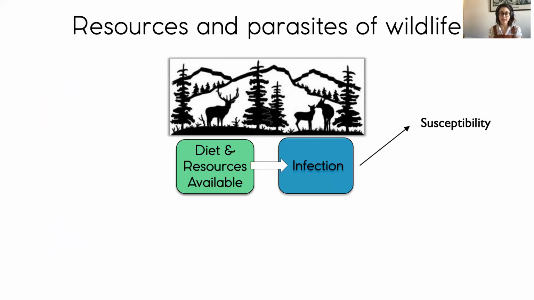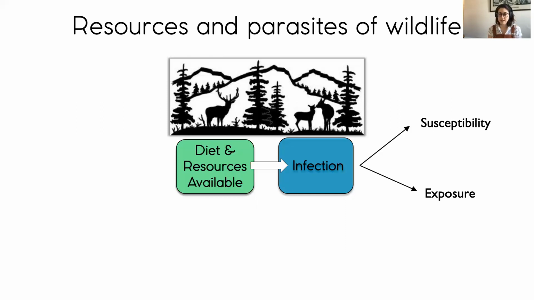parasites. So in that case, it might influence their condition in a positive way and make them better able to respond to parasites. But it could also influence their exposure to parasites by creating a sort of aggregation point around the food source, which would then potentially increase transmission.